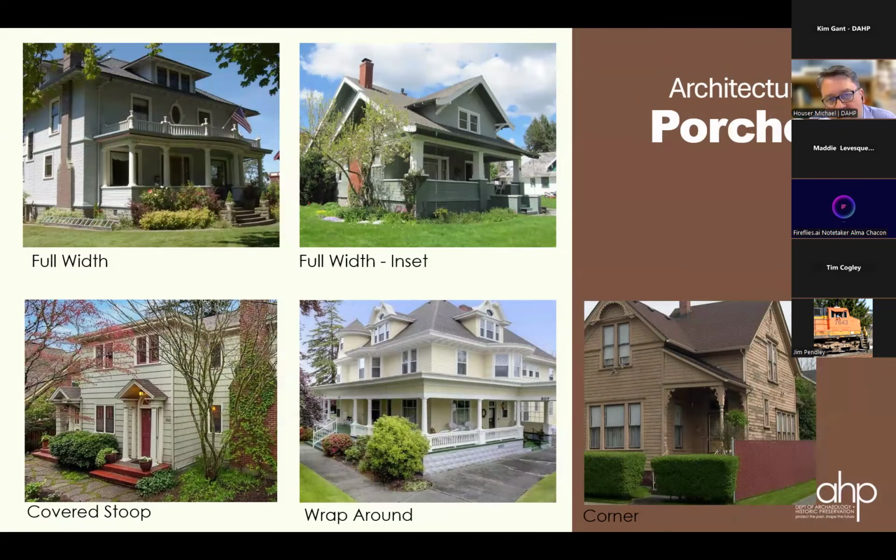The porches: does it have a porch that's integrated into the body of the house, into the main roof of the body of the house? Does it have just a stoop? Does it have a wraparound porch, a corner porch? All of these types of things.